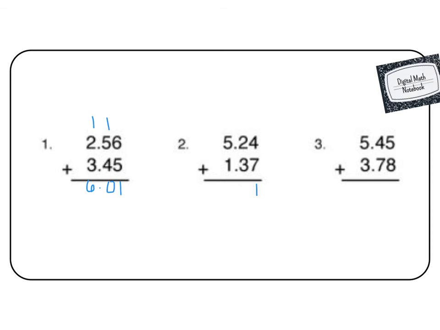Let's do number 2. 4 plus 7 is 11. 2 plus 3 is 5, plus 1 is 6, and 5 plus 1 is 6. This one would be 6 and 61 tenths. Our last one, we do 5 plus 8 is 13. 7 plus 1 is 8, plus 4 is 12. 5 plus 3 is 8, plus 1 is 9. So when our decimals are all lined up, it makes it really easy to add. Please pause and type your answers into your digital math notebook now.